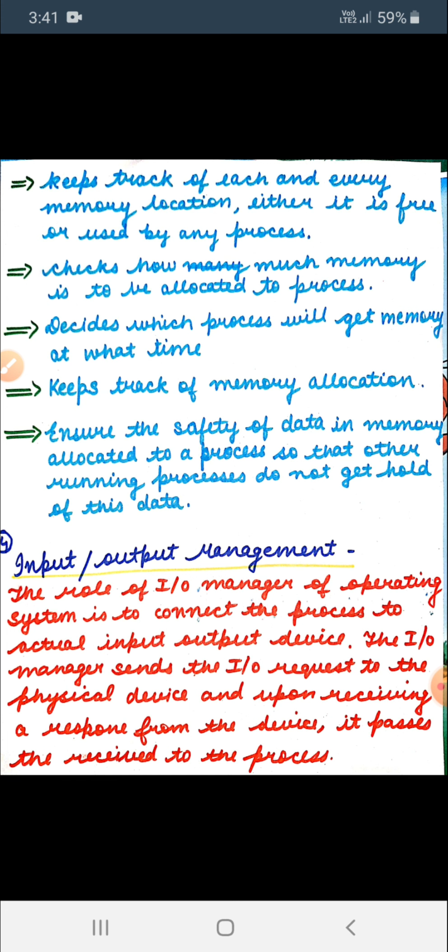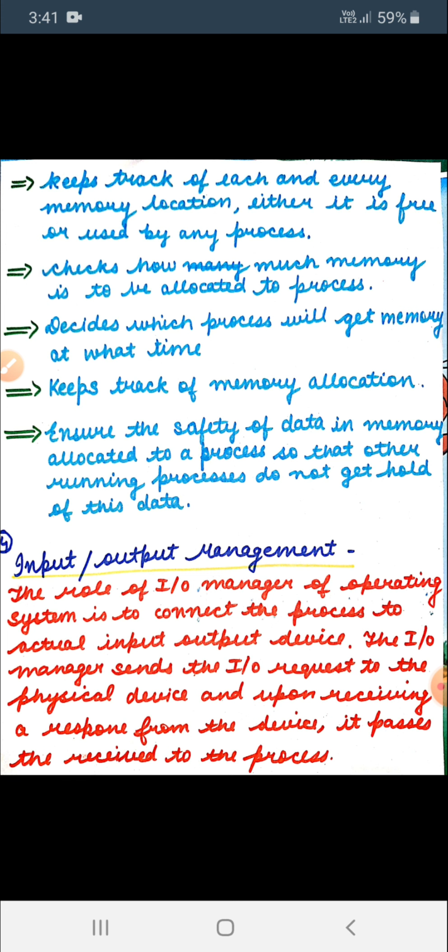Whenever a process requires some input output, the input output management part of the OS takes over. The role of the input output manager of the operating system is to connect the process to the actual input or output device through some technique. There are multiple techniques followed by the input output manager, which are not covered here. It is beyond the scope of this book.